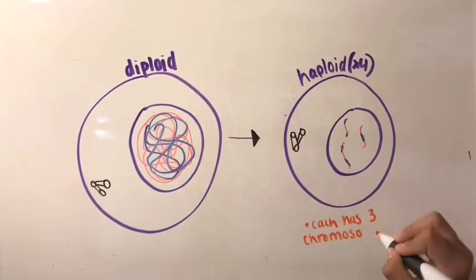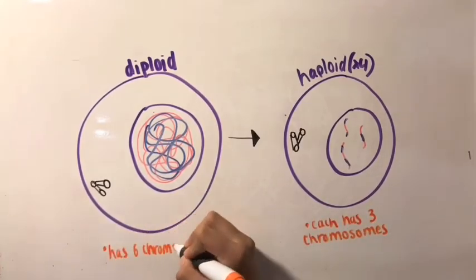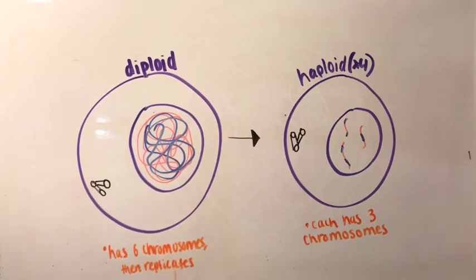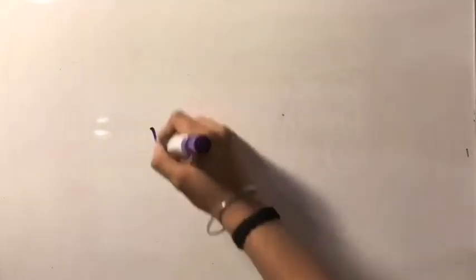Hey, that is also 12. These daughter cells are unique from one another, and the original cell. They are sex cells, such as sperm and eggs. Another word for a sex cell is a gamete.